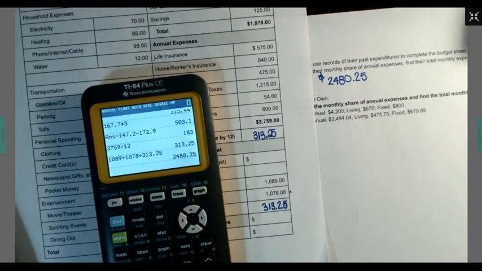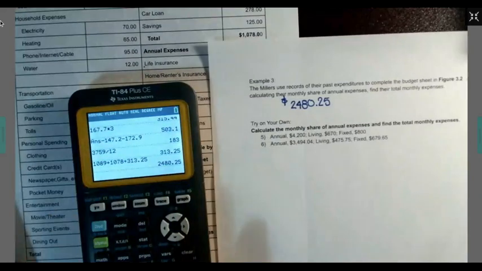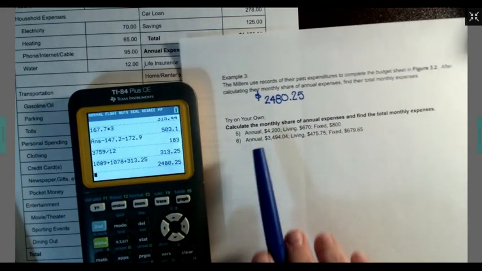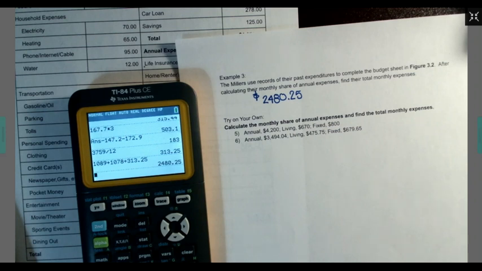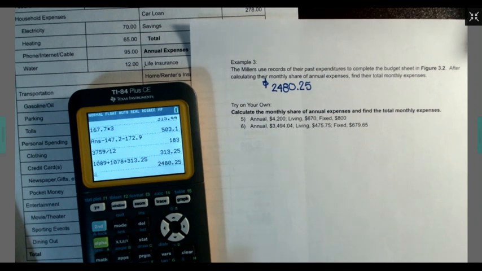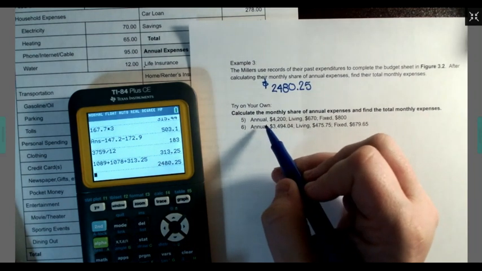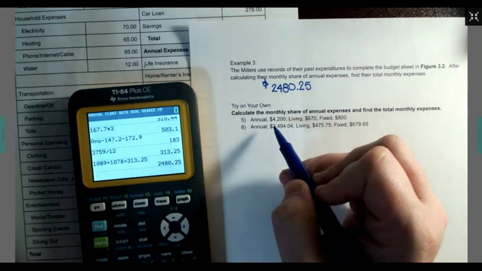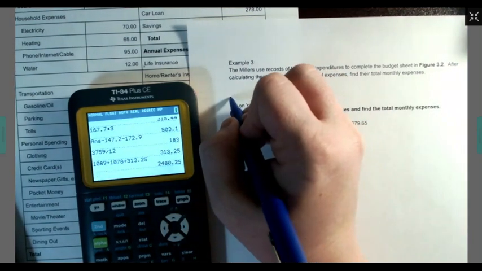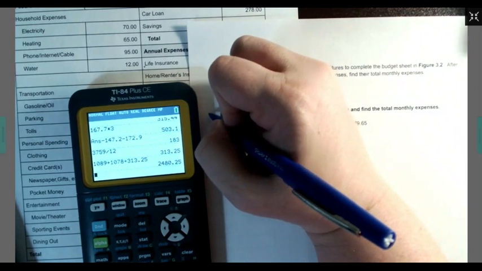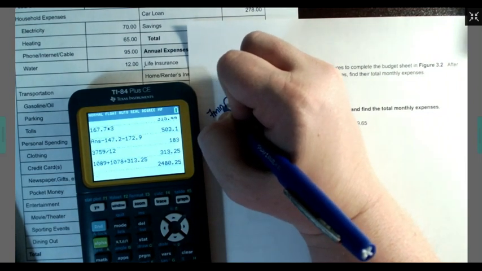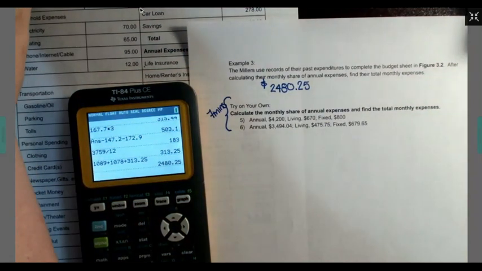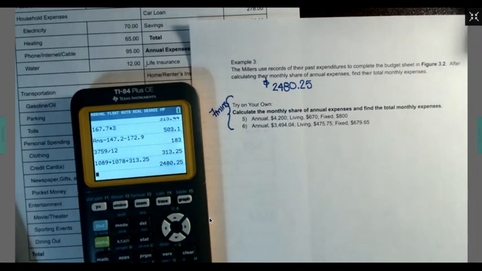What I want you to do is here in the next set, it asks you in the try on your own, calculate your monthly share of annual expenses and then find the total monthly expenses. So don't forget to find the monthly share by dividing by 12. Go ahead and take this section and go with about a 7-minute time limit here. Pause your videos now. Take about 7 minutes to answer questions 5 and 6 here.